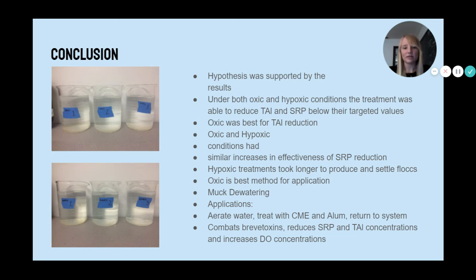The oxic trials disrupted the reduction of TAL by approximately 2.3%, and the hypoxic trials disrupted the reduction by 57.47%. This shows that when it comes to TAL reduction, it's optimal to use the treatment under oxic conditions rather than hypoxic or regular. Both the oxic and hypoxic trials showed an increase in SRP reduction compared to the control. The oxic trials displayed an approximate 0.72% increase in reduction capabilities, and the hypoxic trials displayed a 2.13% increase.